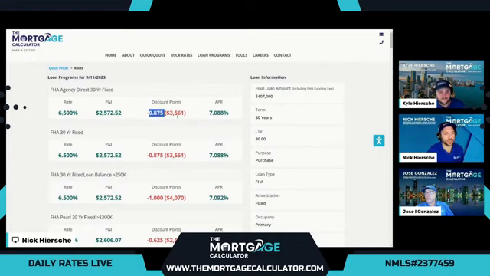6.5 rate, 0.875 discount points in cost, puts our final APR at 7.088. So notice the APR is actually a touch cheaper here for FHA in this exact example. So if our customer qualifies for both, they would probably pick an FHA loan, even though FHA does require upfront mortgage insurance and yearly mortgage insurance. It actually is a touch cheaper here with the APR.